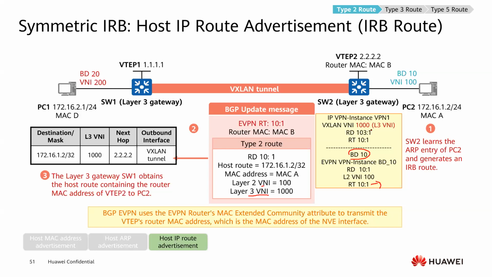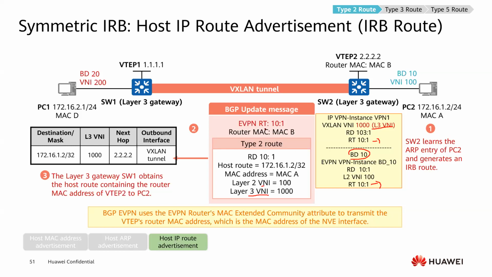And also for the VBD, we configured an IP VPN instance, and we configured the level 3 VNI and the RT values. But now the RT values in the IP VPN instance and the EVPN instance are the same, just to make it easy to understand. And now the RT values, we will carry them.